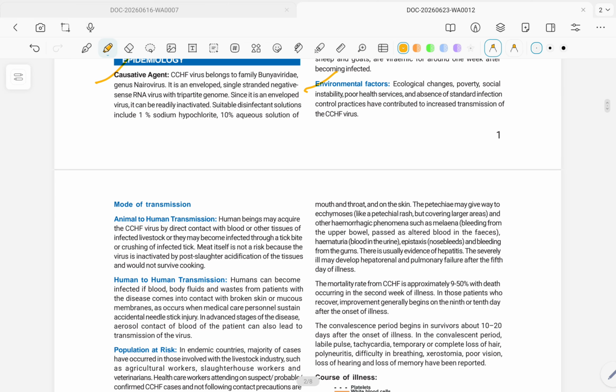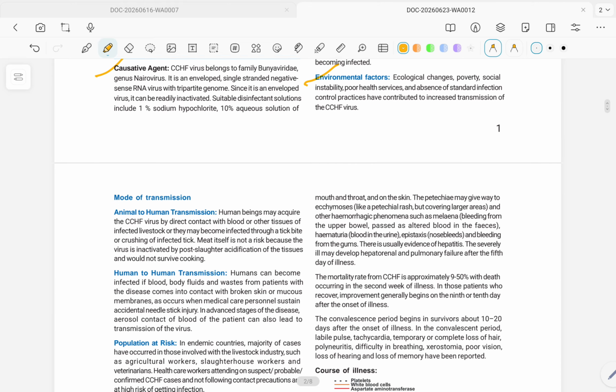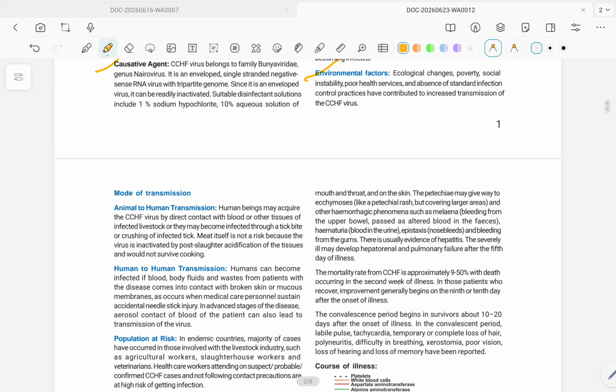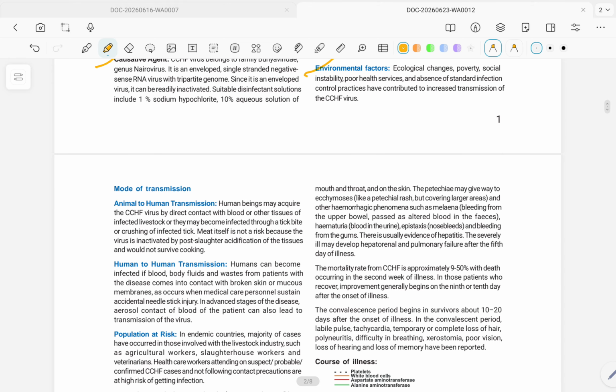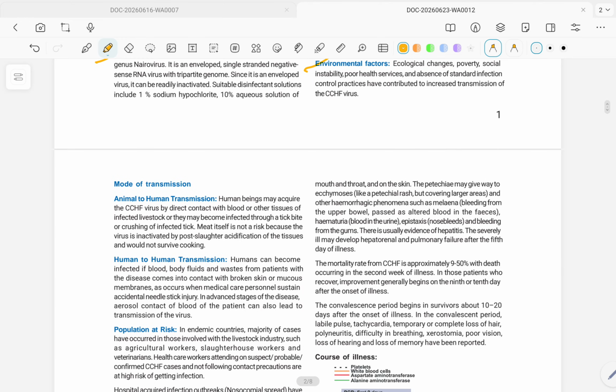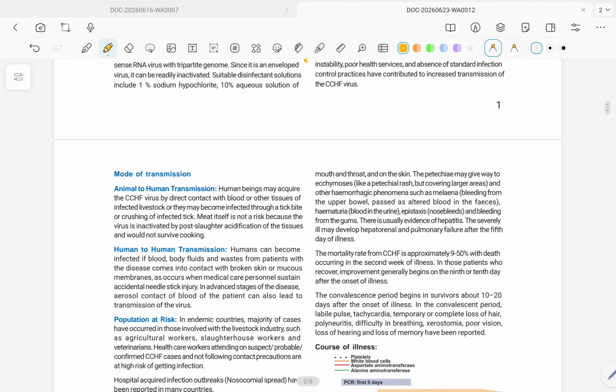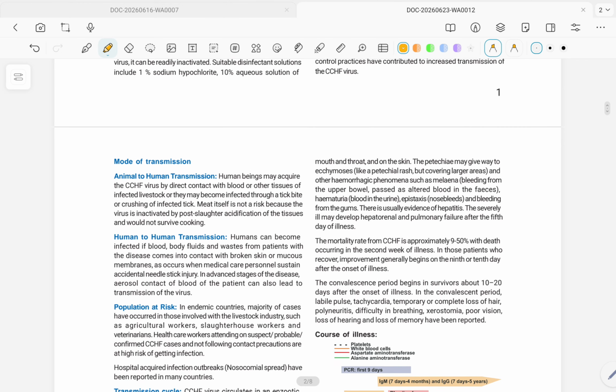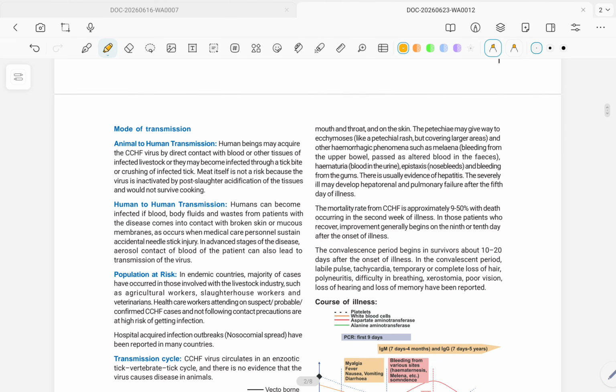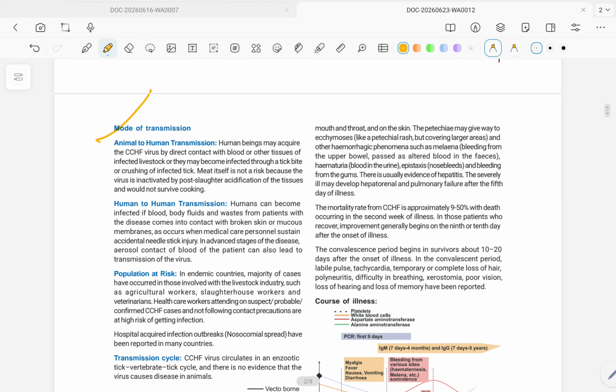Environmental factors. Ecological change, poverty, social instability, poor health services, and absence of standard infection control practice have contributed to increased transmission of the CCHF virus. Mode of transmission.